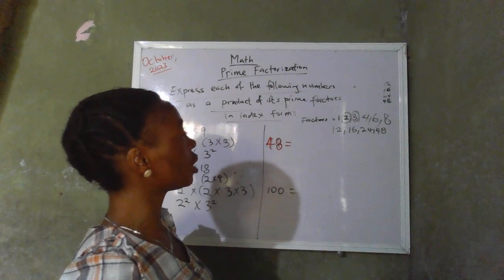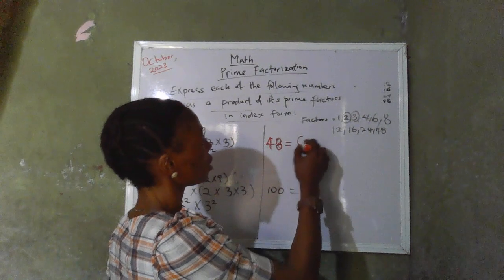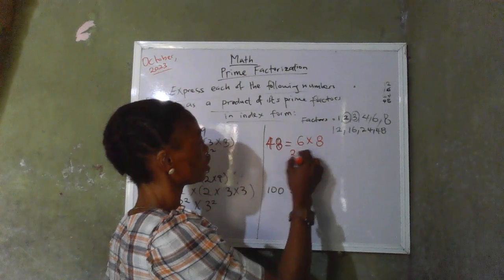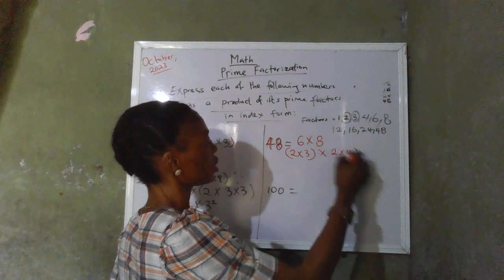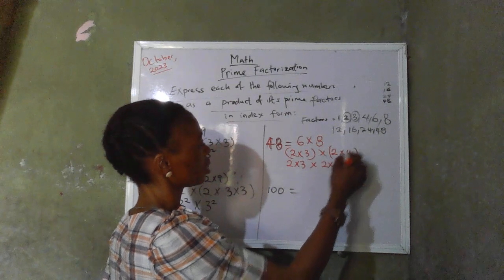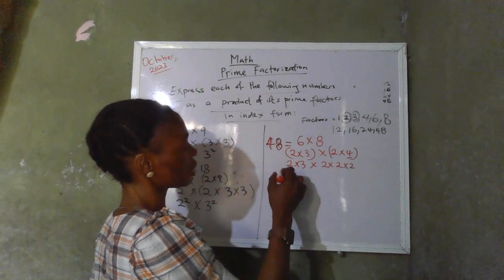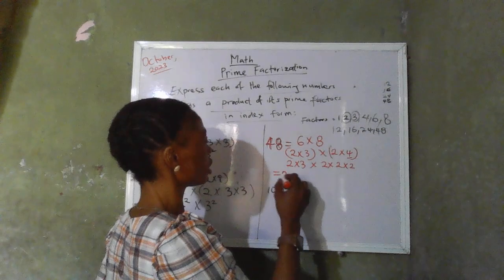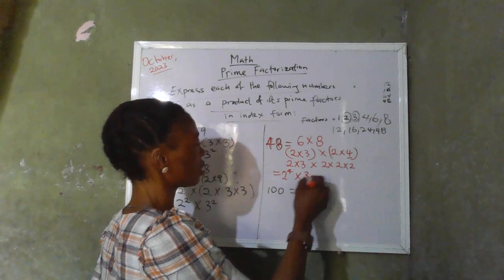Now if we go for 6 multiplied by 8, we'll break it down. 6 is 2 multiplied by 3, and 8 is 2 times 4, breaking 4 down to 2 multiplied by 2. So expressing 48 as a product of its prime factors, we have 2 raised to the power of 4 multiplied by 3.